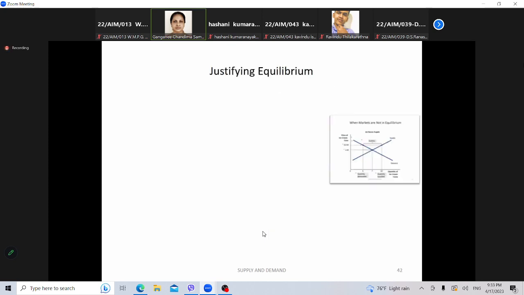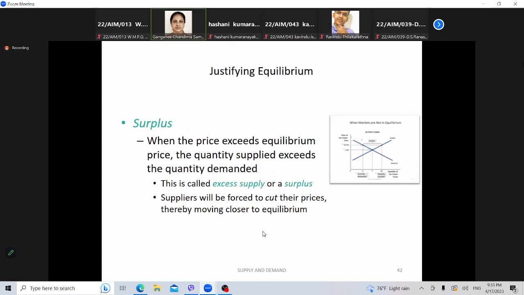Okay, so when the price exceeds the equilibrium price, the quantity supplied exceeds the quantity demanded, because more price, more supply. That is the law of supply. That means when the price exceeds the equilibrium price, the producer tends to produce more and more. That production level is called excess supply, or a surplus of production.